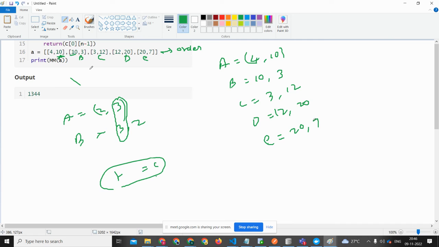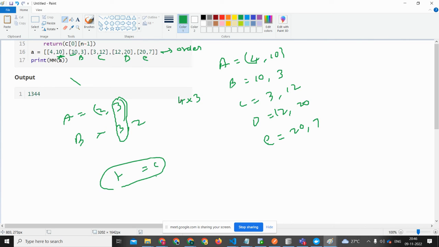So if you do AB, we'll have that many computations. AB will become 4 cross 10. Sorry, when matrix AB is multiplied, it is going to be 4 cross 3, right? You're right. So in that way, we have to calculate, and the final should bring the least multiplication.